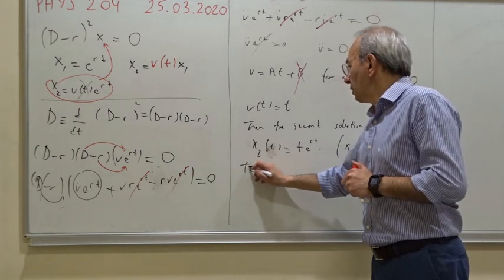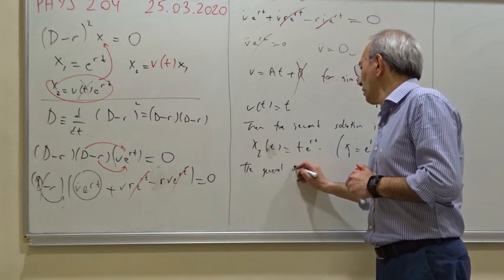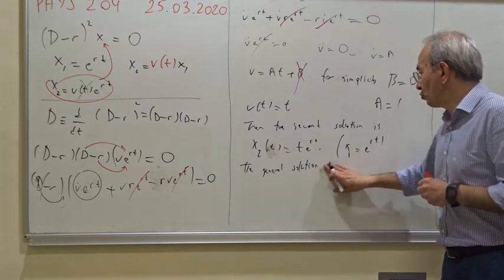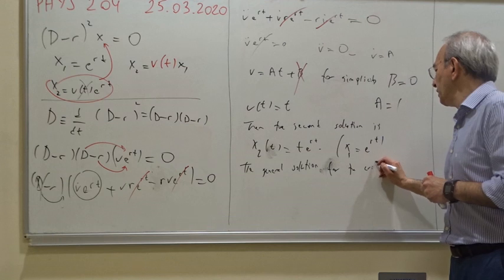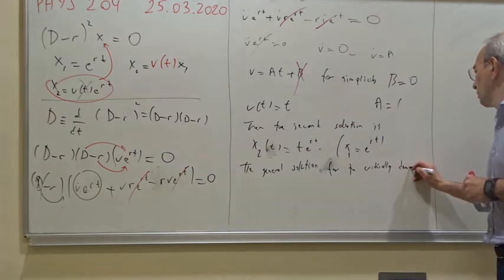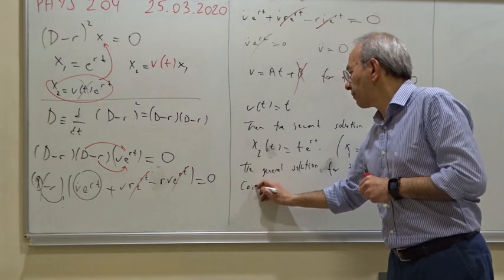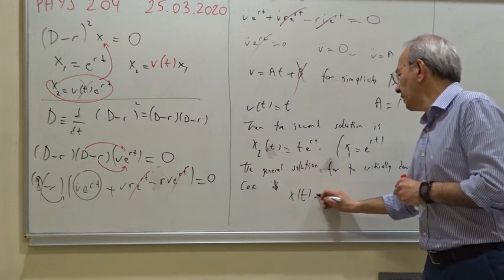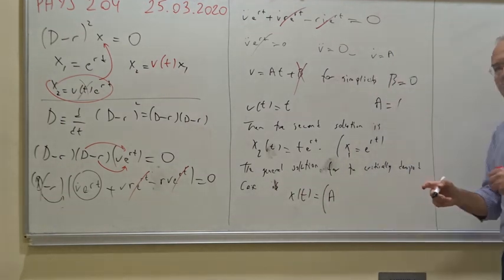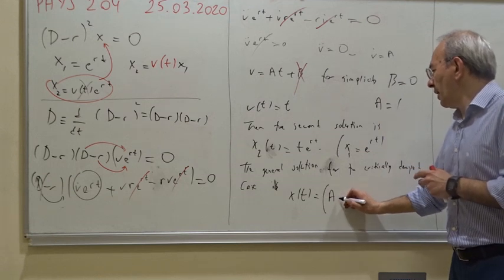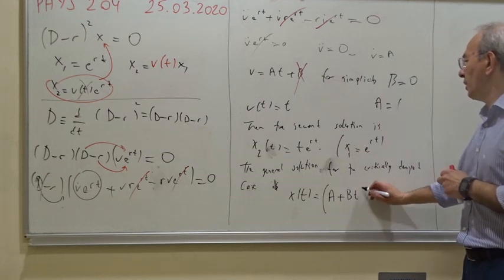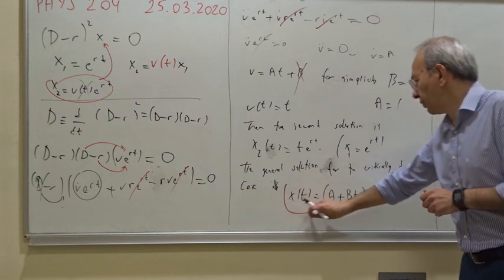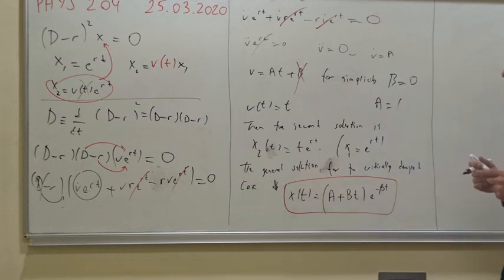Therefore, the general solution for the critically damped case is x of t is an amplitude, not these a's and b's, but let me write it in the general form. A plus bt, okay, times e to the minus beta t. So this is the general solution for the critically damped case.